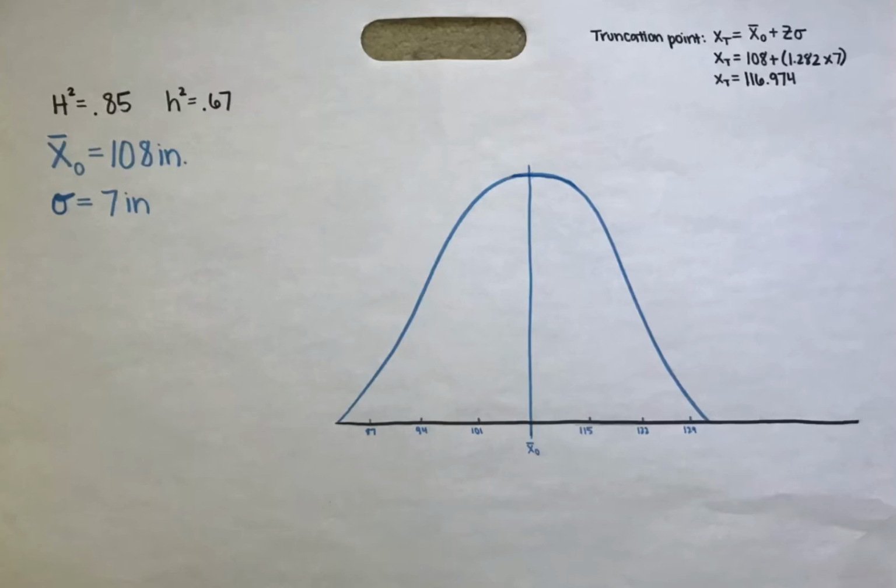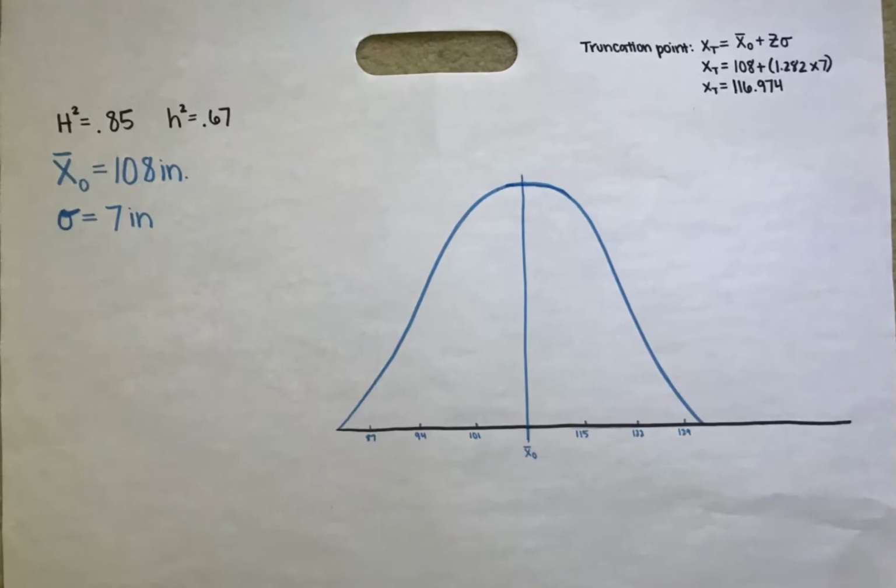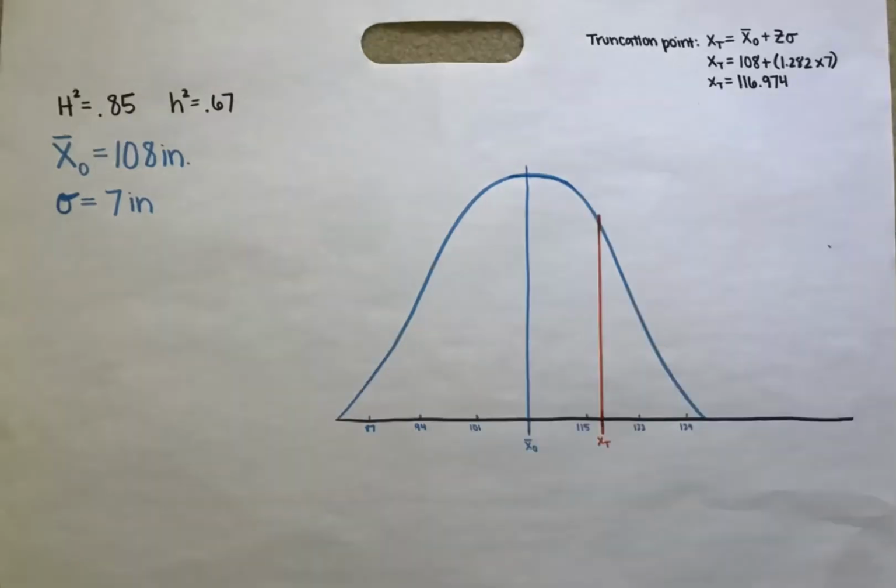I first had to calculate my truncation point to find the top 10% of my population so that I could breed them together. I used the formula for truncation point to determine that for my original population, the top 10% were beyond the value 116.974.